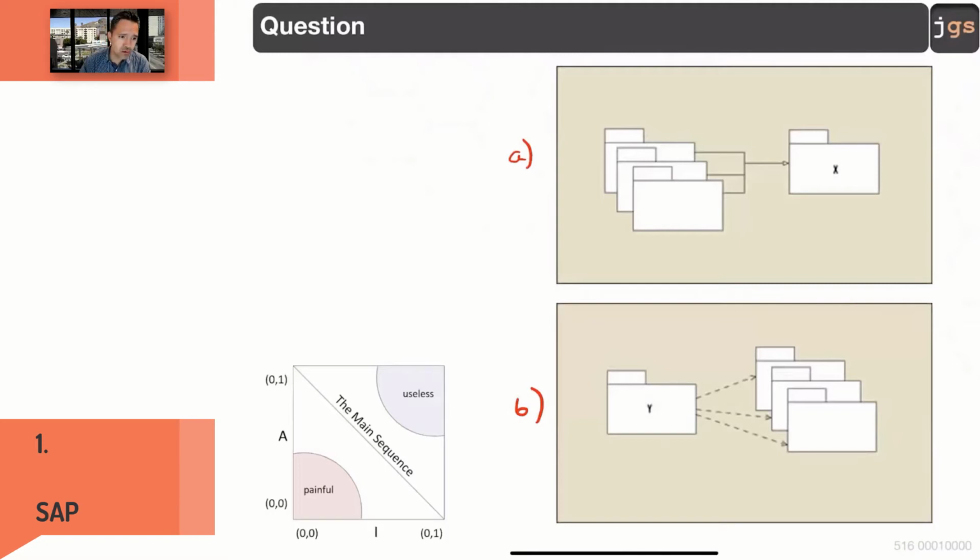I am going to assume that X has only concrete classes, Y also only concrete classes. Should I be worried about X or should I be worried about Y? Agree? To be sure, instability for X.